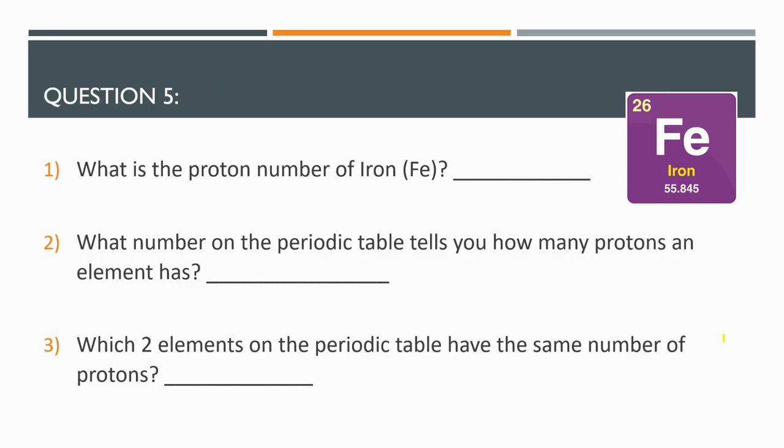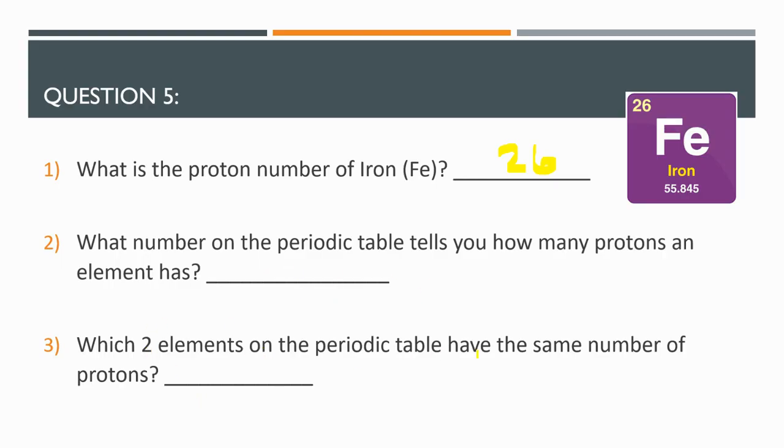All right, so let's do some practice. We're going to do several of these. So what is the proton number of iron? Okay, we're going to find our atomic number, which in this case is 26. And then what is the number on the periodic table? What number on the periodic table tells you how many protons an element has? Well, that's this number here, and we call that our atomic number.